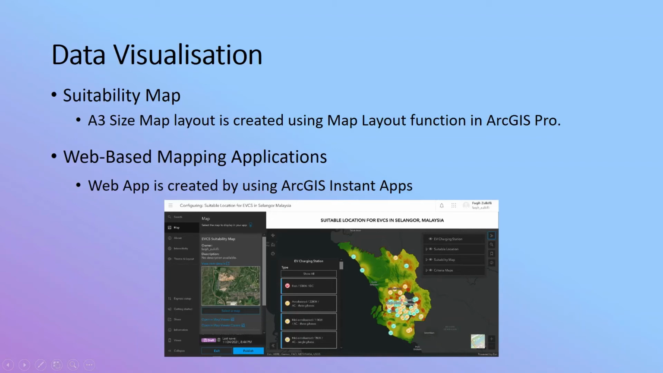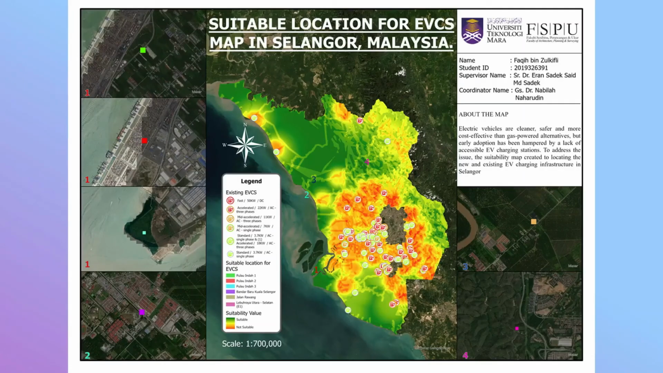First, a suitability map, in which a precise map layout is created using the map layout function in ArcGIS Pro. Second is a weight-based mapping application, which is a web app created using the ArcGIS Instant App. This is an A3 size map output that shows the location of existing EV charging stations and 6 potential locations for new EV charging stations. This map is created with consideration of the criteria layers and the criteria weight.